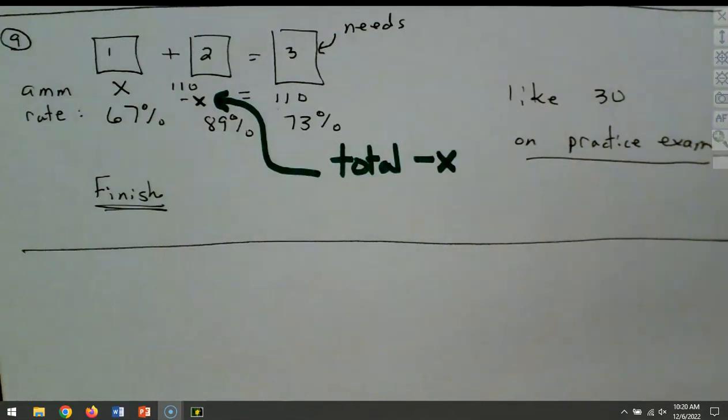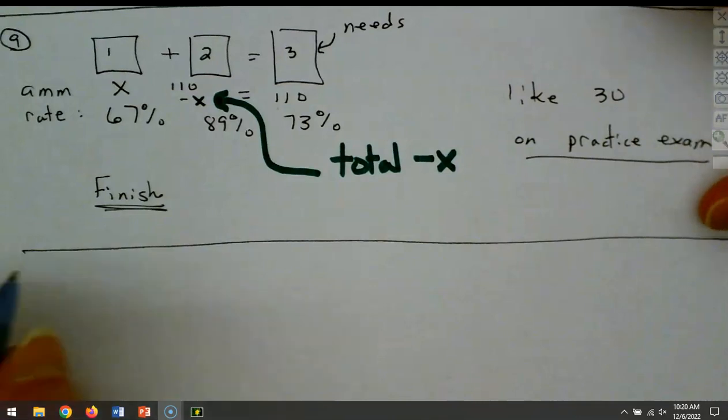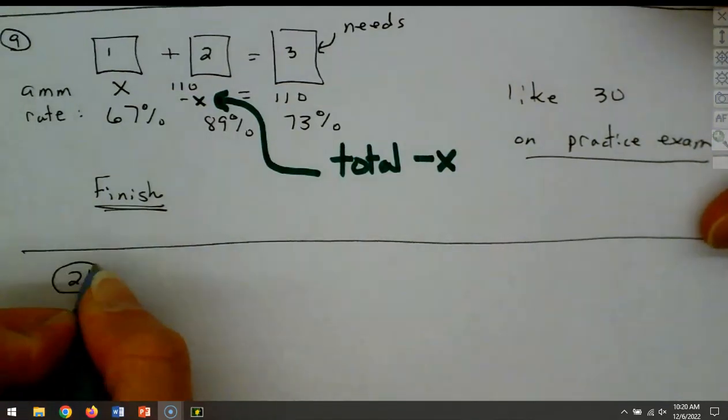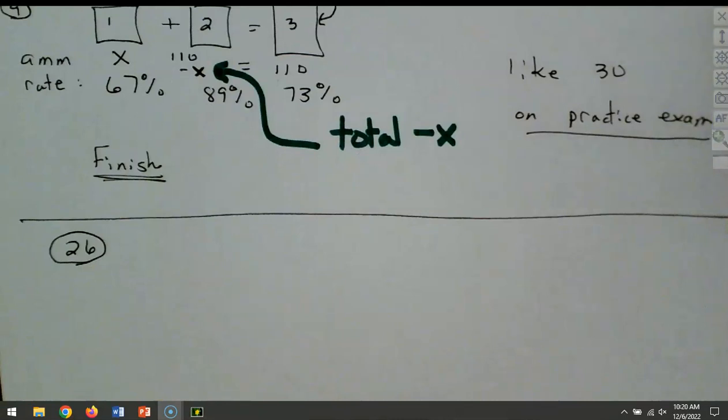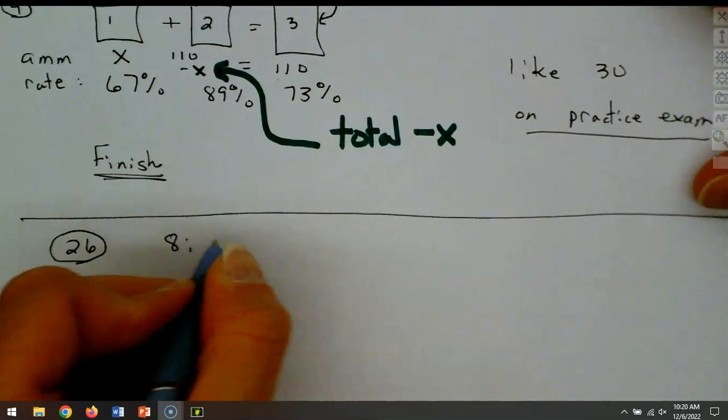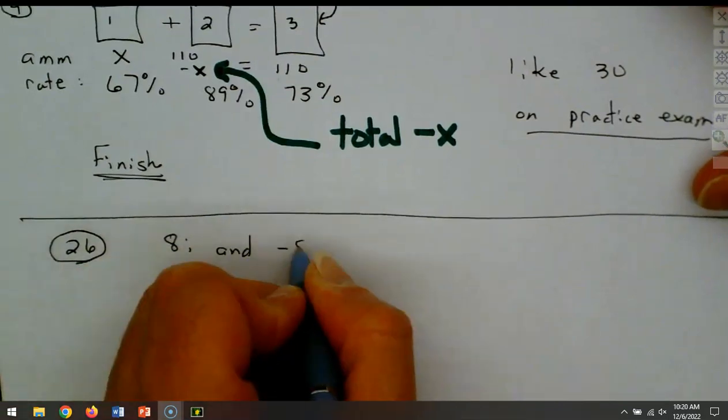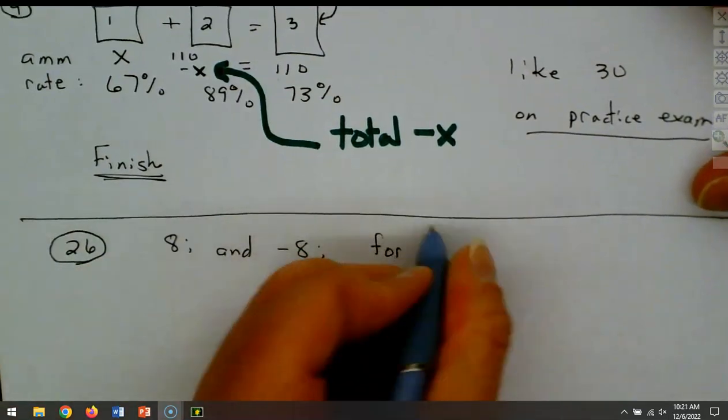And 26 wants us to make sure we're on the right test here. Okay. These are on the practice, not the take-home. Question 26, they give you this. Okay. On question 26, this again is on your take-home final. They give you 8i and negative 8i for the solutions.